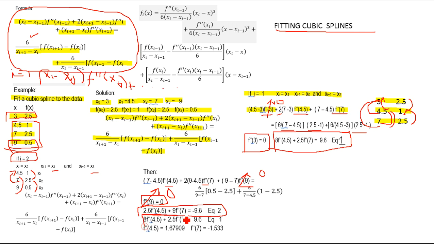So ito, galing lang yan sa equation 1. And then solve them simultaneously. You will get these two values, f double prime 4.5 and f double prime 7. Those are the second derivatives at 4.5 and 7. Always remember that your f double prime 3 is 0, and your f double prime 9 is 0. Yung dalawa. So, nakuha na natin yung 4.